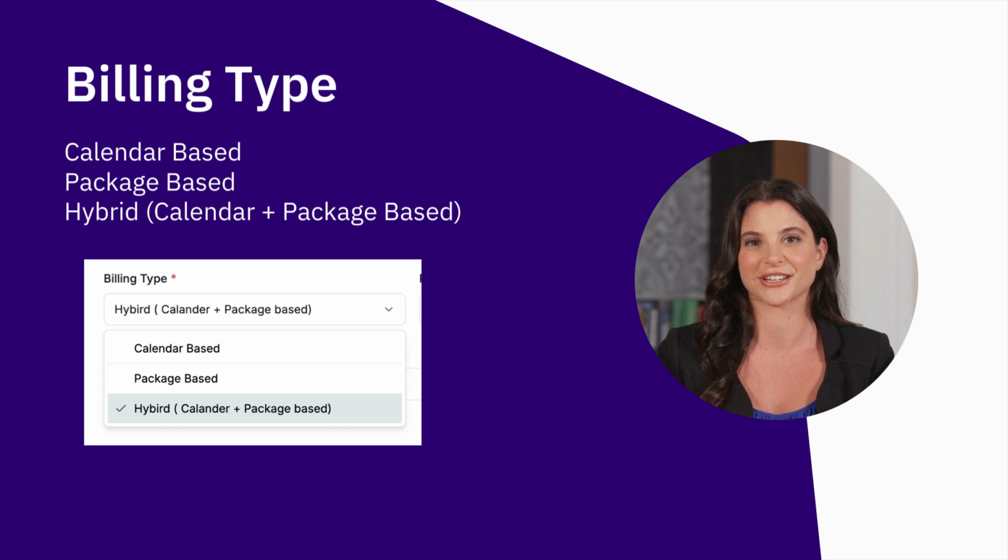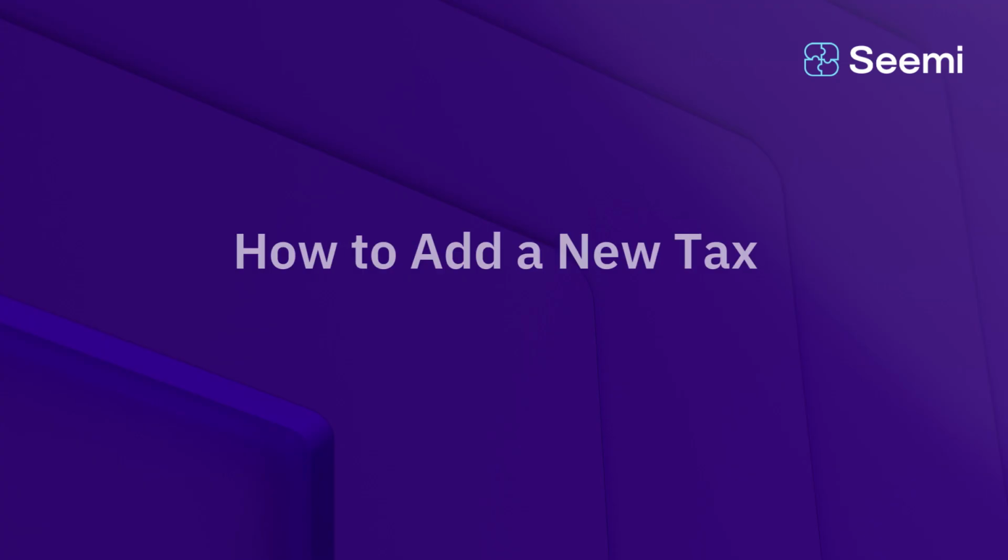Package-based. Choose this if you sell bundles, like 10 sessions up front. Payments are made before the sessions start, and students use the package until it runs out. Hybrid. Choose this if you want flexibility. You can charge for some lessons per calendar booking and others as prepaid packages. Think about how you normally bill your clients, then select the option that fits your business best.